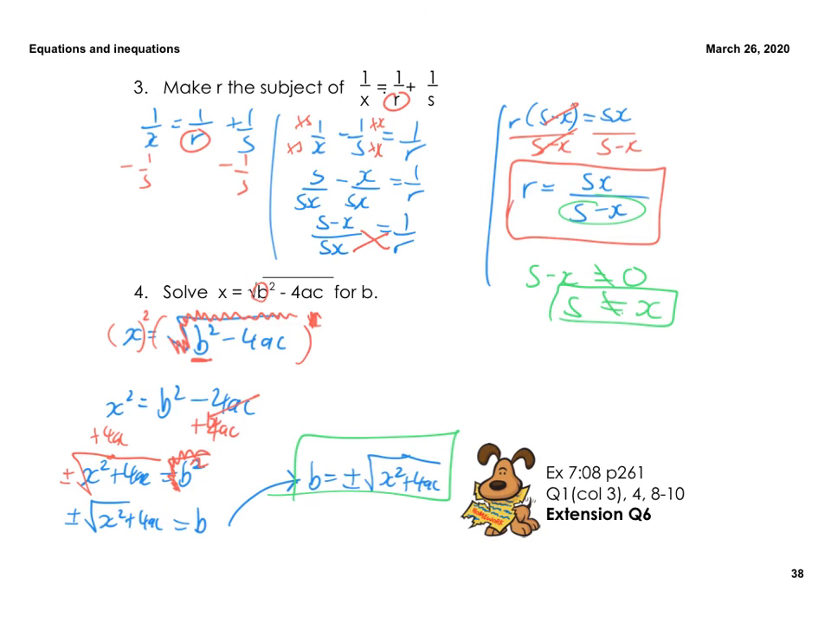And restrictions, obviously that is more than or equal to 0. Because you can square root 0, but you can't square root, say, negative 1.